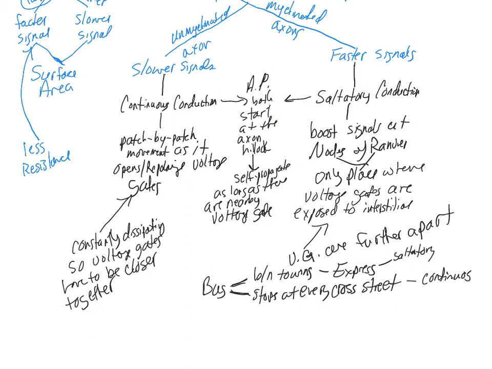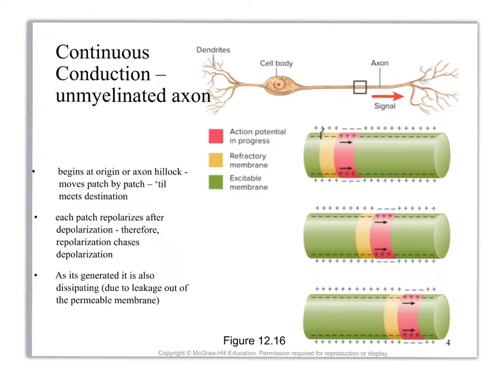All right, let's start looking at some pictures. Here we're looking at continuous conduction, and they're showing a nice little bipolar neuron. It is unmyelinated, so you see there's no myelin sheath along its axon. It is going to use continuous conduction. Here they're showing you a picture of the axon. You've got positive charge here, you've got negative charge here.